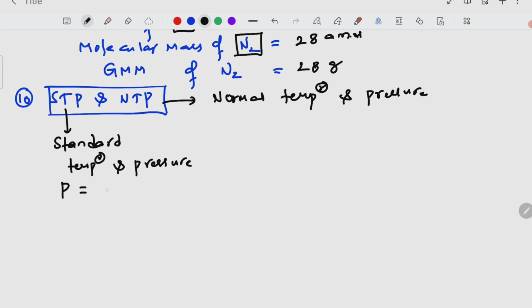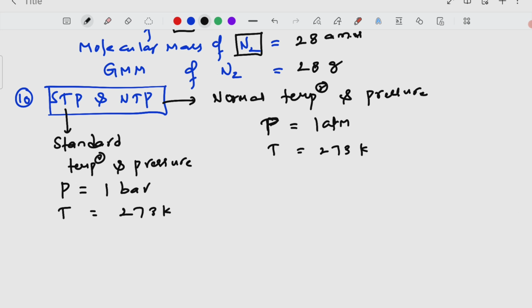Here we take pressure equal to 1 bar, temperature almost 273 Kelvin: 1 bar and 273 Kelvin. For normal temperature and pressure, here we take pressure as 1 atm and temperature equal to 273 Kelvin. See, the temperature is exactly the same, but the pressure is different: here we used 1 bar, there 1 atm.